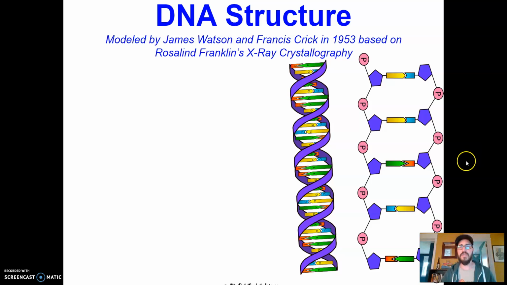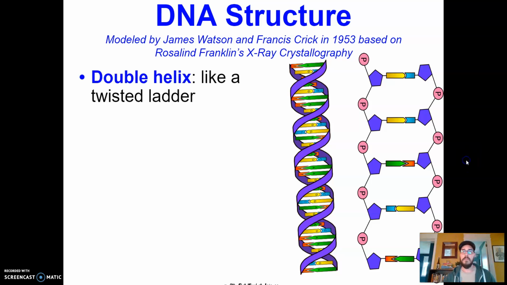All right, so let's get into the structure of DNA. So the first model of DNA was made by James Watson and Francis Crick. You've probably heard of those guys, but really it was based on images taken by this woman, Rosalind Franklin. She made these things called X-ray crystallographs. I'll show you a picture of them here in a second, and we'll get into their story really quick.